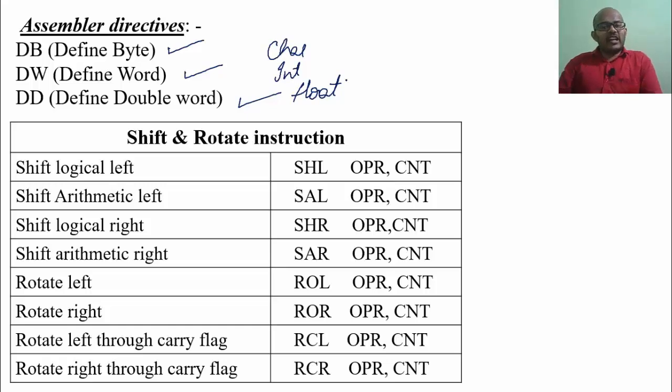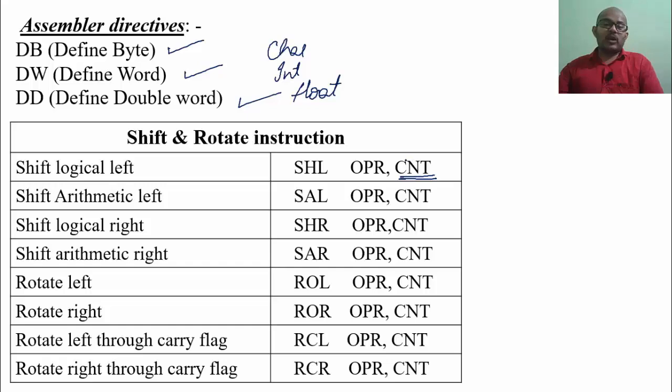Next, shift and rotate instructions are very, very important. Again, we have two types of shifts: one is logical shift and the second one is arithmetic shift. Left shift and right shift are there. In the case of shift left logical, denoted by SHL, operand comma, count, that is, how many times you have to shift.